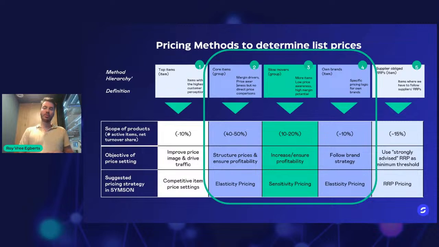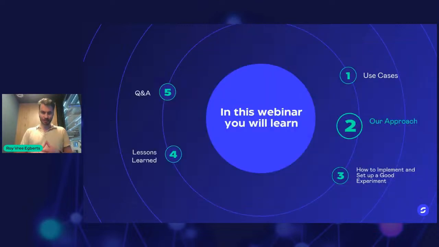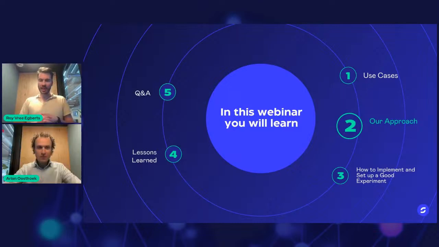Okay, so the scope for today is really focusing on the core items, the slow movers, and the own brands, and what price sensitivity could actually do for those products. We go to the next slide. So my colleague Arjan, whom I already shortly introduced in the beginning, will give you a bit more of an explanation on what our approach is and how we deal with them.